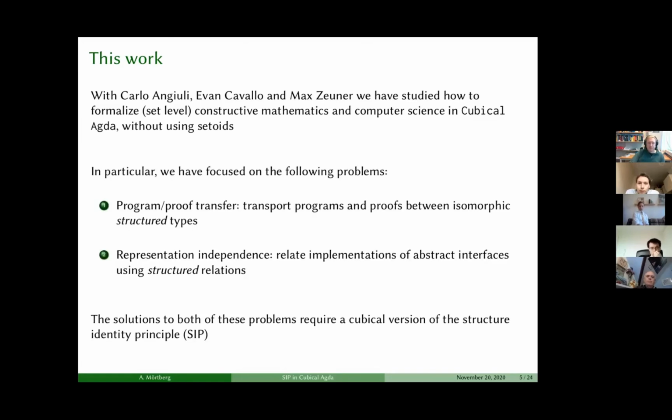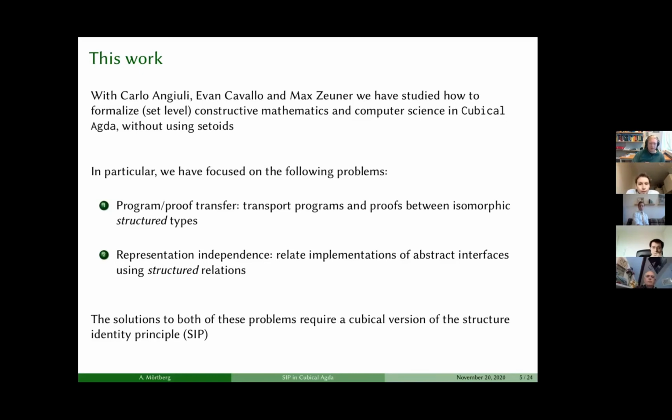So we focus on two problems. One is a thing called program and proof transfer, which is by now quite an old problem in proof assistant technology. Very often you want to write programs and proofs using one type, and then you want to transfer them over to some other type. I'll give examples of this in a minute.